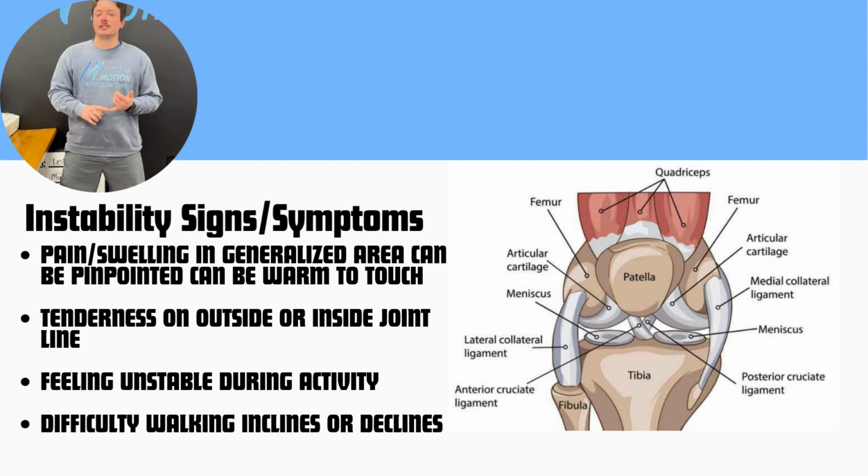The signs and symptoms of knee instability are pain and swelling overall after activity or even during activity. You're going to notice some difficulty walking on uneven terrain. You feel like the knee might be giving out. You'll have difficulty walking up and down stairs or up and down hills, and you'll feel like your knee is going to give out.